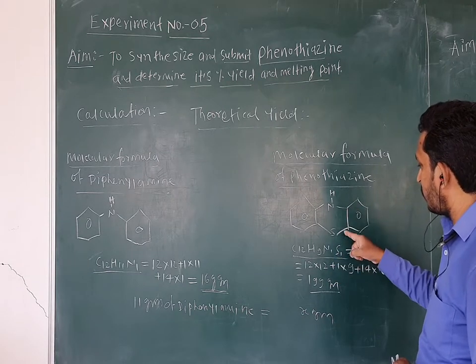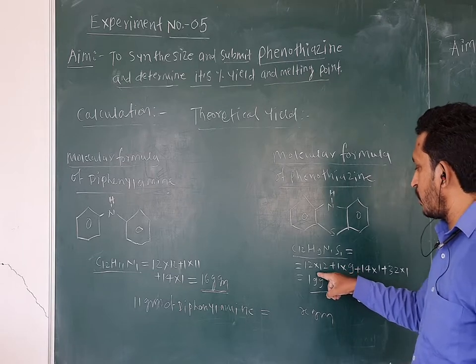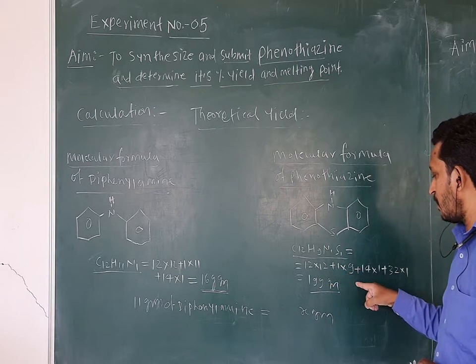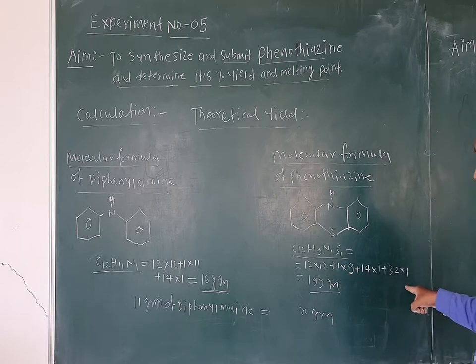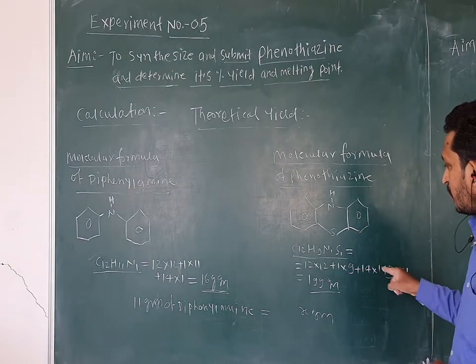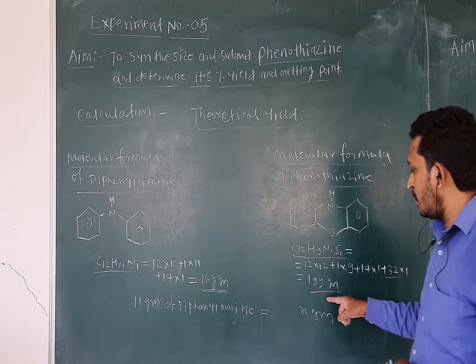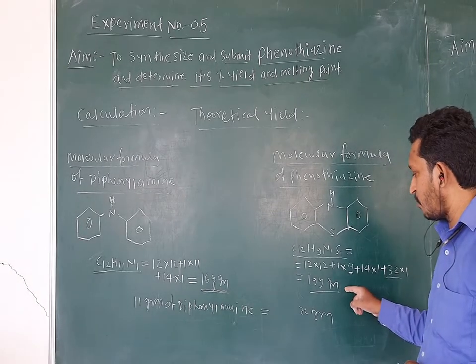So the molecular weight will be 12 into 12 plus 1 into 9 plus 14 into 1 plus 32 into 1. 32 is the atomic weight of sulfur. So the total will be 199 gram per mole. It is the molecular weight of phenothiazine.